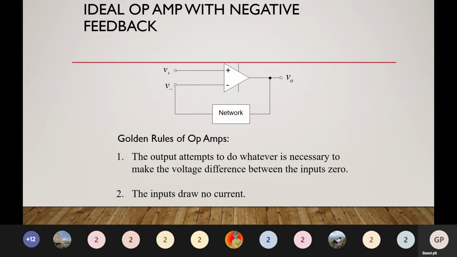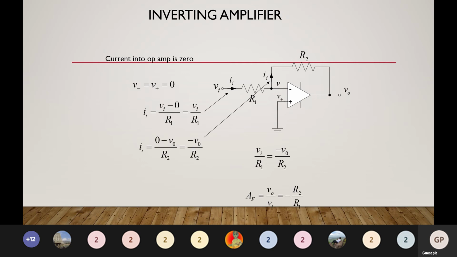And second one, no current will enter into the op-amp. All the currents will flow by the path of whatever connections we have made instead of flowing into the op-amp. So these two assumptions should be there for understanding the operation of op-amp in different applications. Okay, now we start with a few applications. How can we use op-amp as an inverting amplifier?